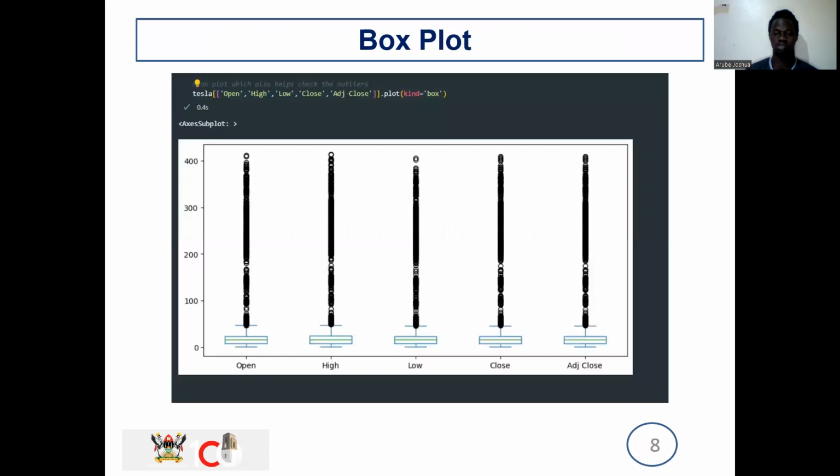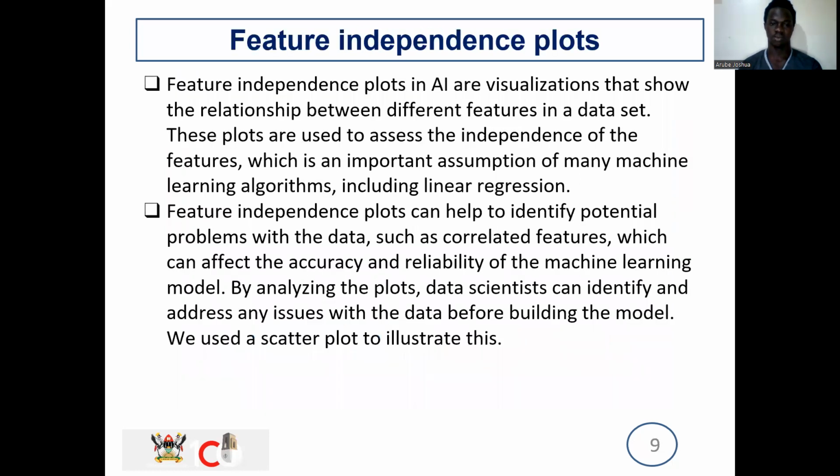We did this box plot for our data set, and we found out that we had many outliers, because from the year 2010 to the year 2019, the values were kind of small for the stock prices, but after 2019, the prices shot very high and rose to figures in hundreds. That's why you have the box plot in such a case.